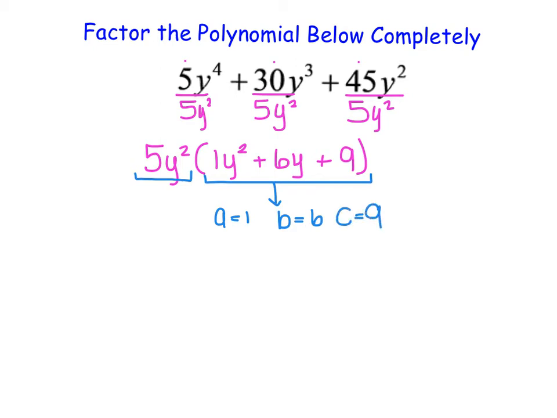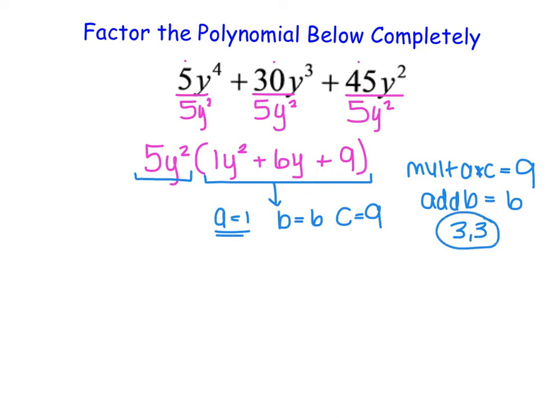Now, remember, as we talked about on the previous page, when a equals 1, we have a little shortcut that we can use here. So we need two numbers that multiply to be what a times c is. So we have 1 times 9, which is 9, and add to be b, which is 6. So we need two numbers that multiply to 9 and add to 6, which I come up with as 3, 3.